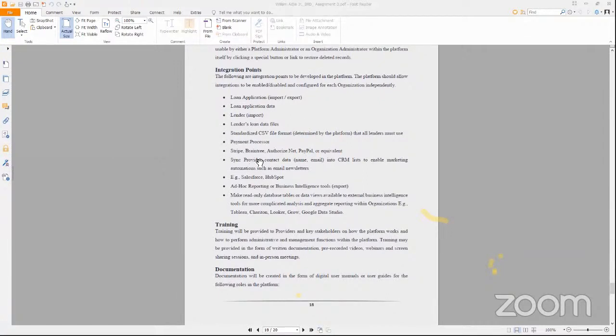Then we might be able to sync the provider contact data, the name and email, into the CRM, to enable marketing automation, such as email newsletters.